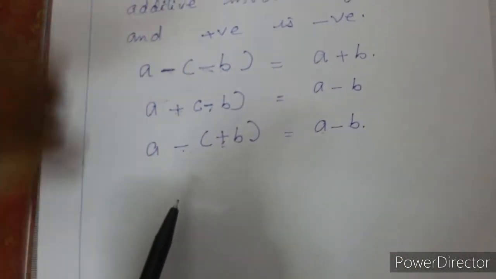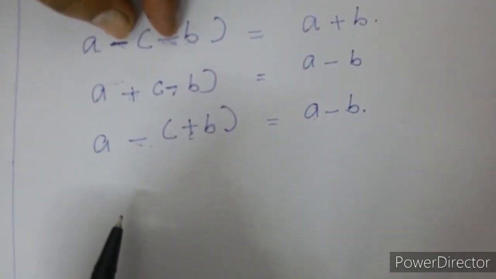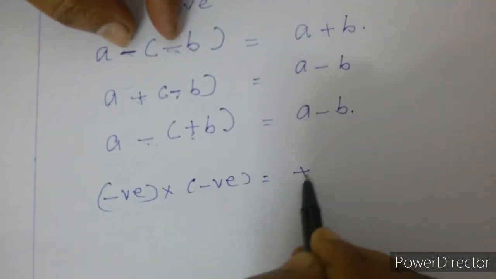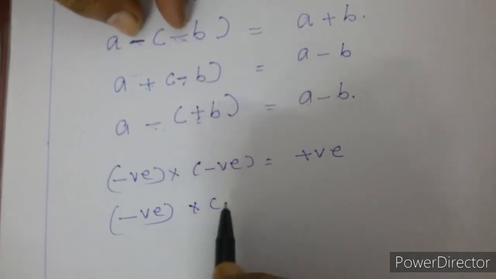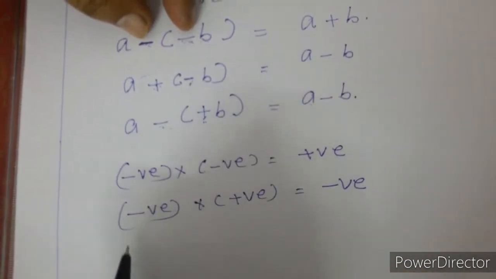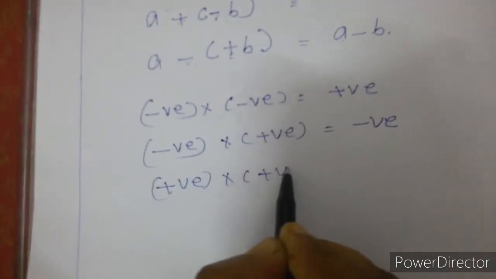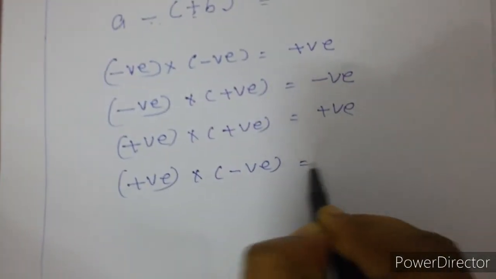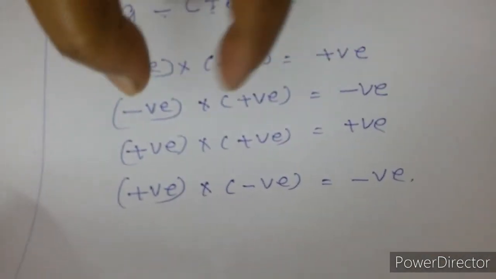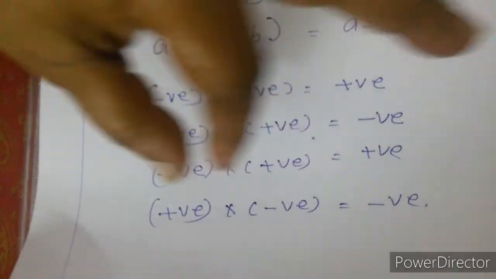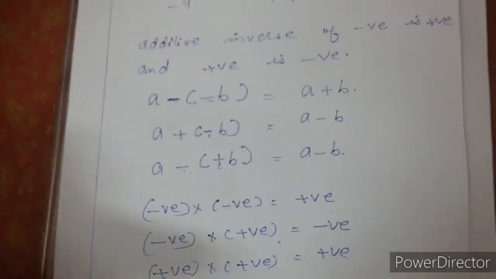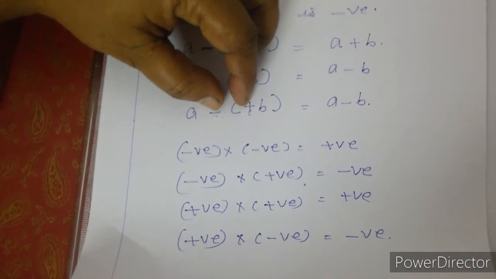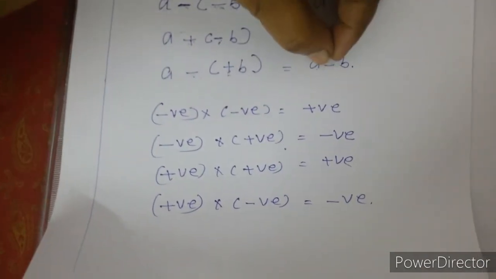So always, if a bracket is there and two signs come together, we have to multiply the signs. Negative into negative is equal to positive. Next, negative into positive is negative. Next one, positive into positive is positive. Next one, positive into negative is negative. One more time: negative into negative, positive. Negative into positive, negative. Positive into positive, positive. Positive into negative, negative. So whenever two signs are together without any number or digit between them, we have to multiply the signs, minus and plus. So negative into positive is negative.